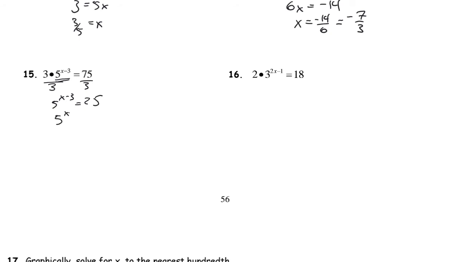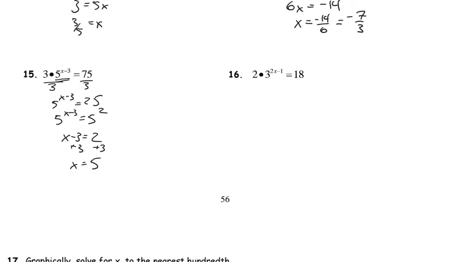And 25 is, in fact, a power of 5. So I can now write these terms as powers with the same base. Power equals power. Bases are the same, so the exponents must be the same. And then I will add 3 to both sides to get x is equal to 5.